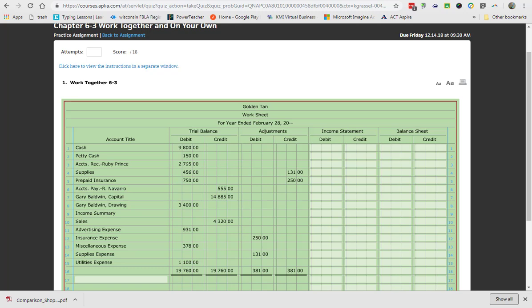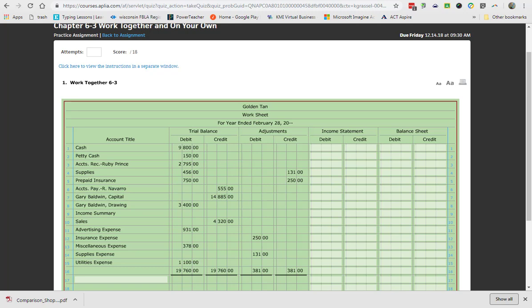All we do is transfer. I take everything from our trial balance, see if anything affects it from our adjustment column, and then we put it on our balance sheet. So when I take a look at cash, cash has a debit balance of $9,800. Anything in the adjustment column for cash? So I take $9,800 debit from trial balance, and I put it on the balance sheet as a debit for $9,800. I'm just transferring it from one to the other.